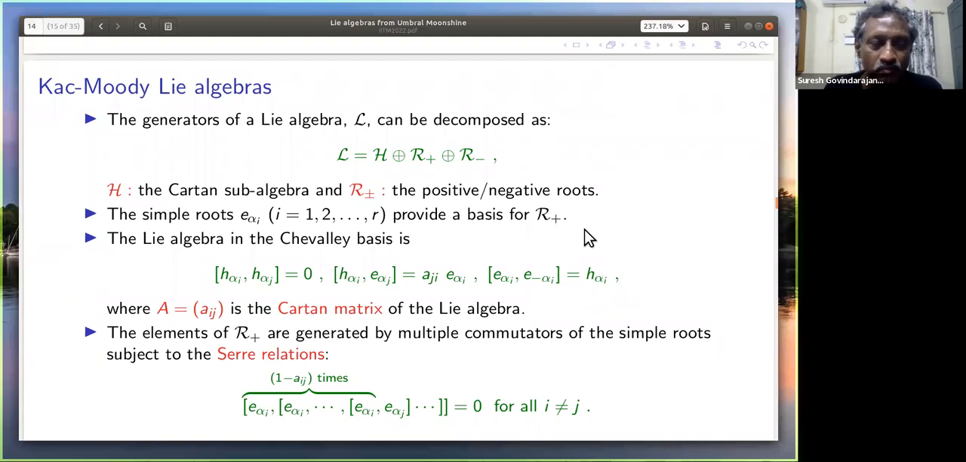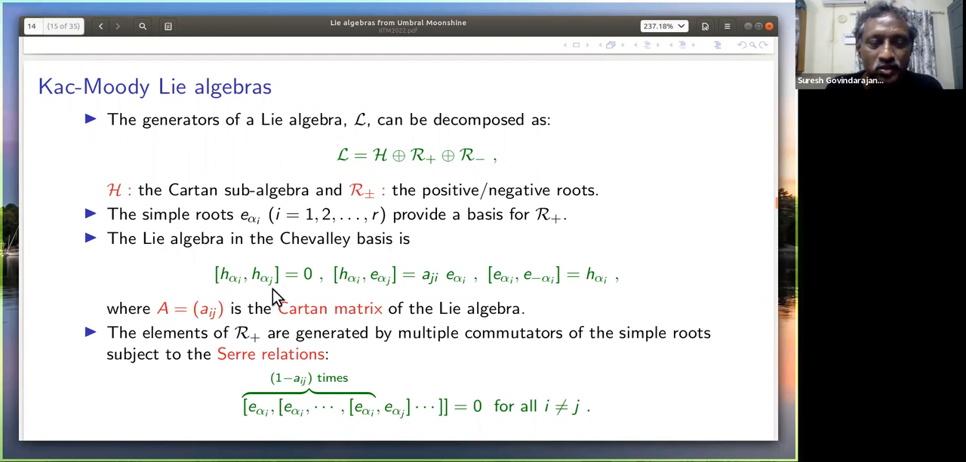and they provide a basis for R+. And the Lie algebra in the Chevalley basis, so by Chevalley basis, I'm choosing the Cartan also to be labeled by these alphas. Usually people write H_i, but I want to write E_i, and I want to remind you, I will keep going back and forth between E alpha and alpha. So that's a dual resolution.